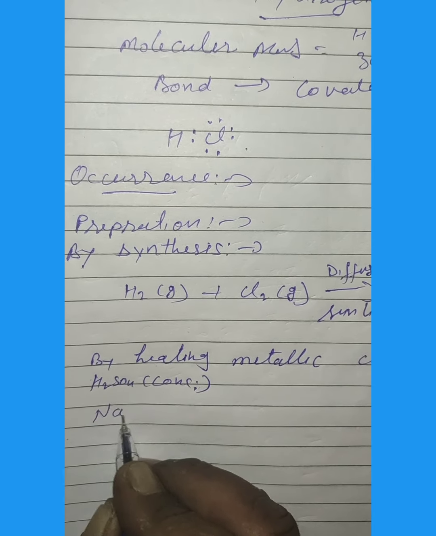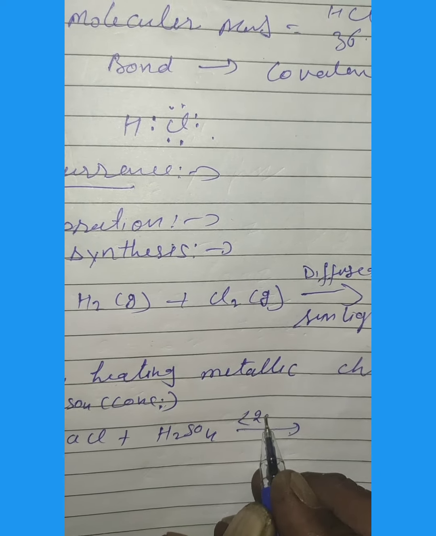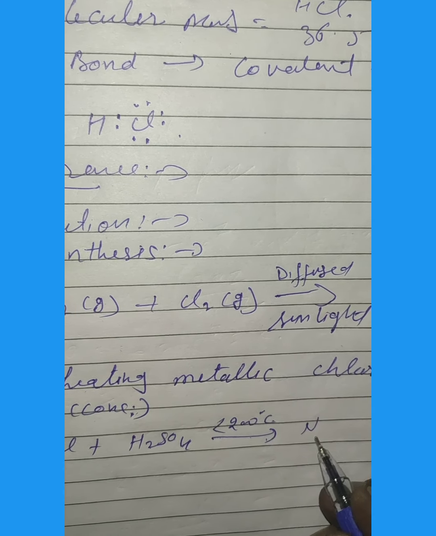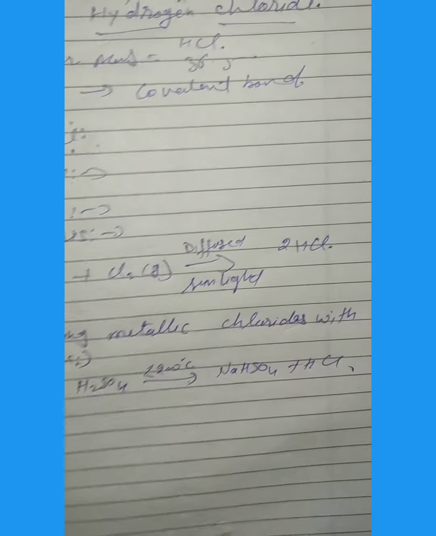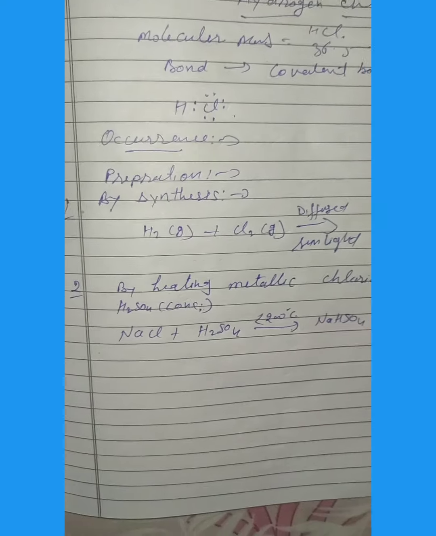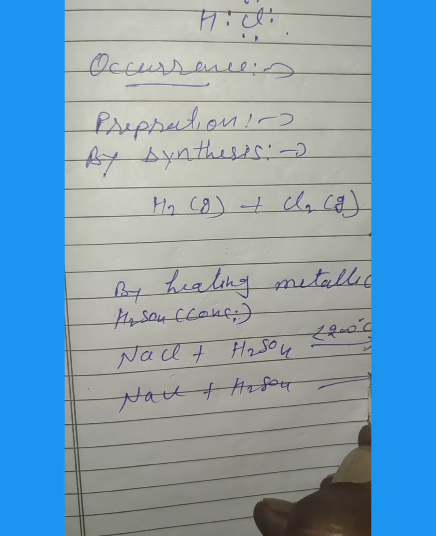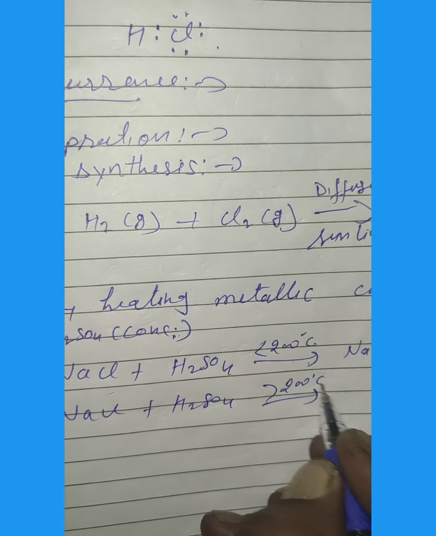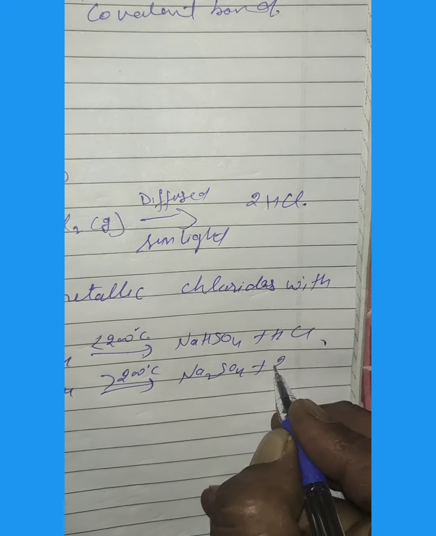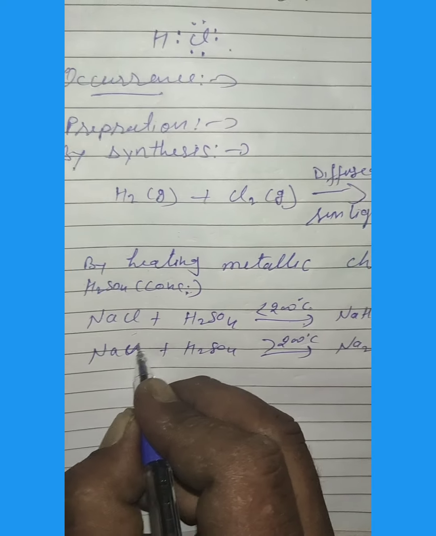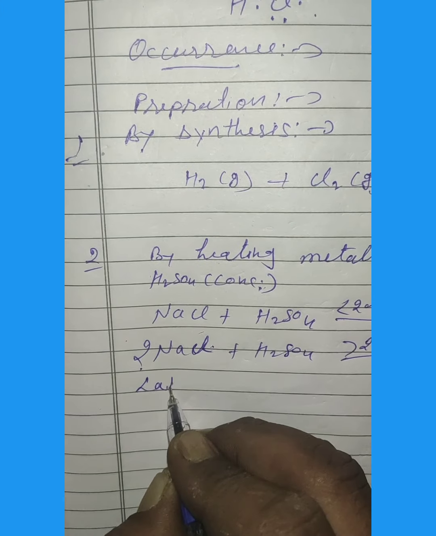For example, when sodium chloride is reacted with sulfuric acid at a temperature below 200 degrees Celsius, it gives sodium bisulfate plus HCl. In the same way, when the temperature is more than 200 degrees Celsius, it prepares sodium sulfate and two molecules of HCl, from two molecules of sodium chloride.